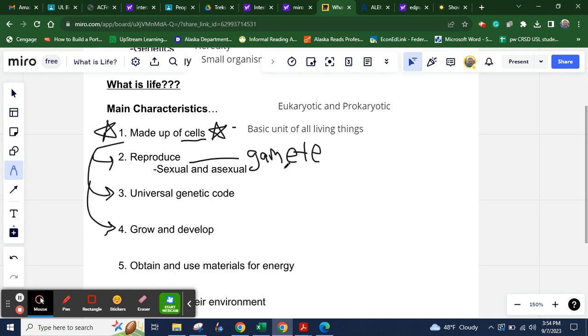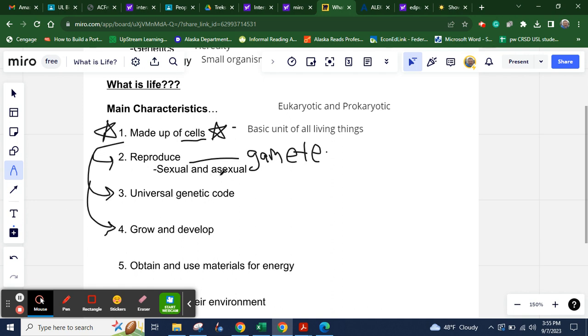Gamete. A gamete is a cell used for reproduction. An example would be sperm and an egg. Everybody comes from that. The sperm and egg come together and create a new life.